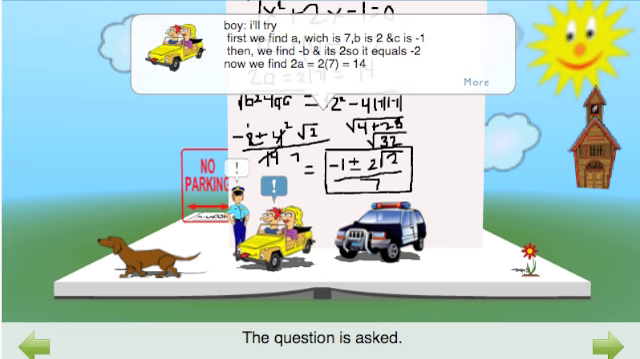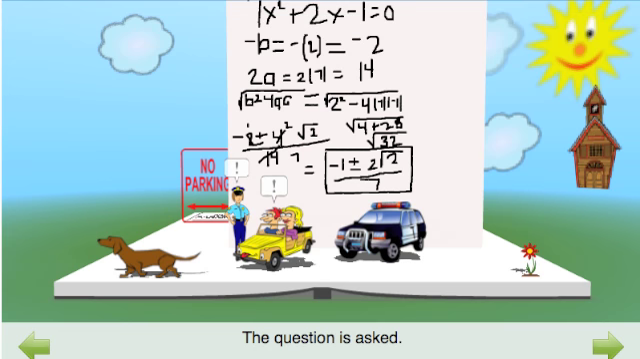Well, first we find A, B, and C, which A equals 7, B is 2, and C is negative 1. Then we find negative B, and it's 2, so it equals negative 2. Now we find 2A equals 2 times 7, which is 14. Next we find the square root of B squared minus 4AC, which will be 2 squared minus 4 times 7 times negative 1, equals the square root of 4 plus 28. You add that and get the square root of 32. The answer will be negative 1 plus or minus 2 squared over 7.